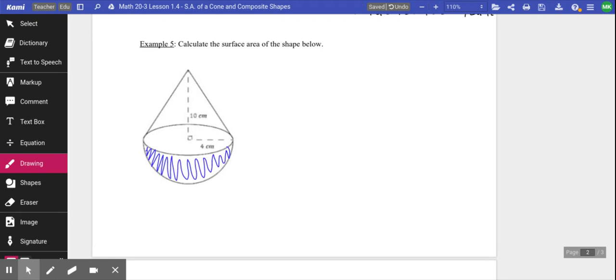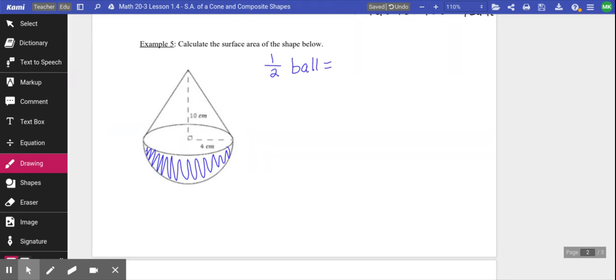Remember that a sphere is a ball. It's not a circle. So when you're looking at your formula sheet, you're looking for the globe, the ball formula. And when you do that, it's only half of the ball. So really, you're looking for half the ball.